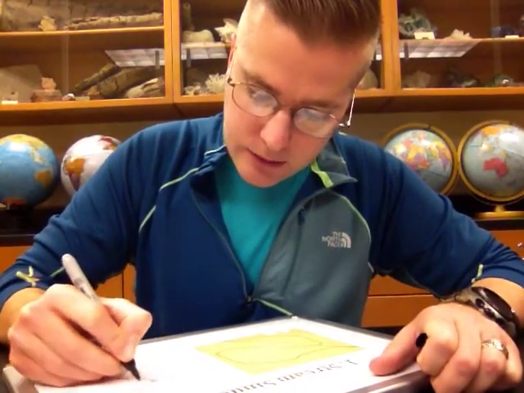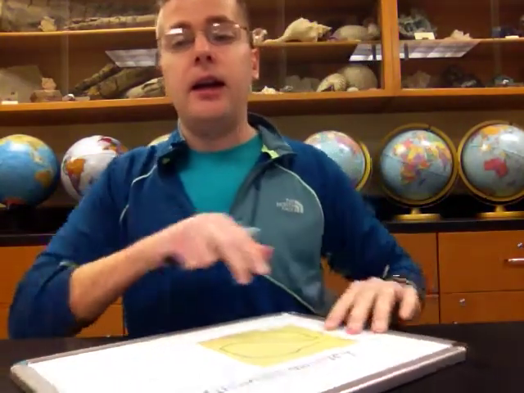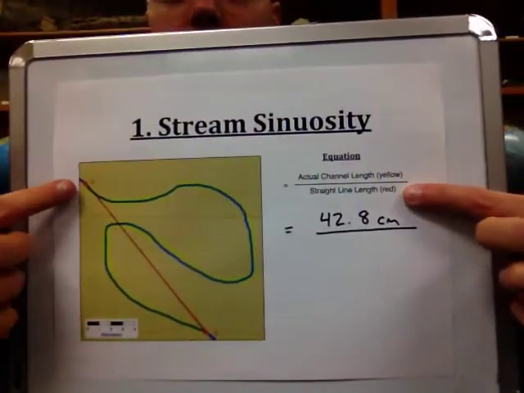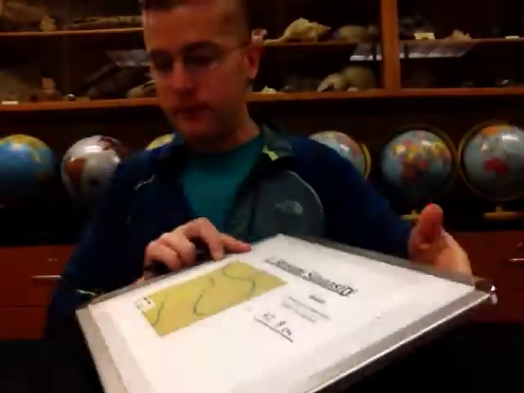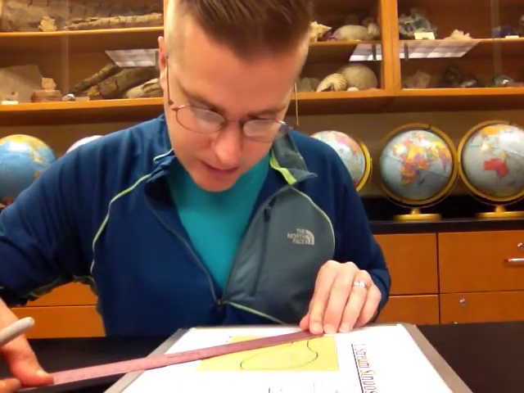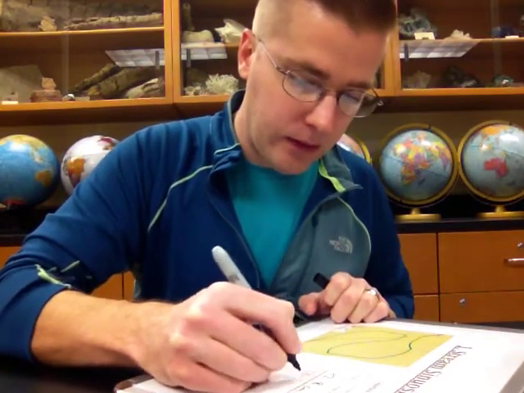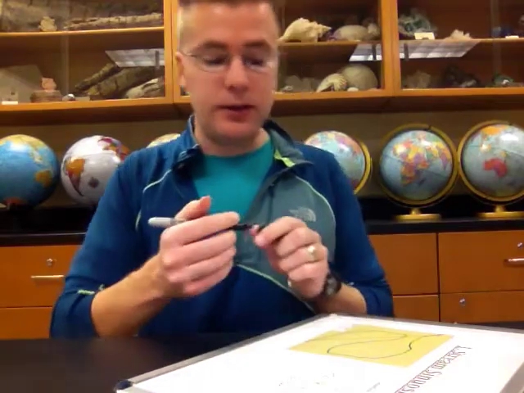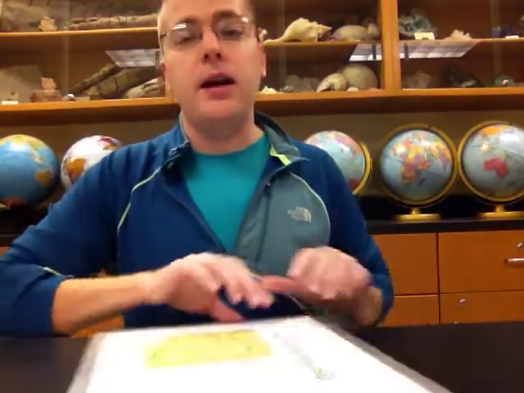So we write that in what will be the top of our fraction, and then we have to take the straight line length, so measuring with our ruler from A to B, straight along that line, and when I set that on here I get 13.6 centimeters. Now again, your numbers might be a little bit different because your image is a smaller size.